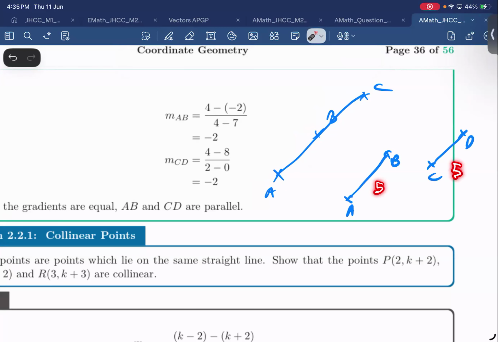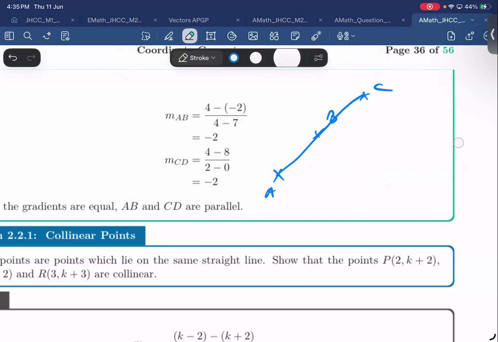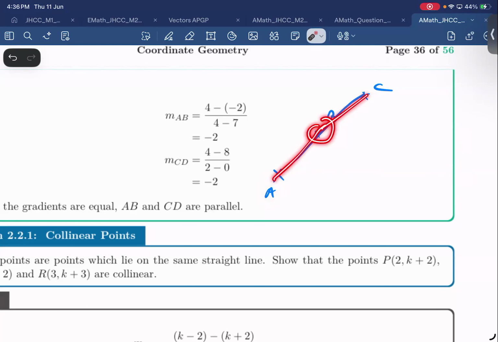They're not collinear because clearly they don't touch at the same point. So to prove that they are collinear, when you calculate the gradient of each of these things, they need to have a common point. So in this case, AB, any of these will work: AB, AC or AB, BC also works. AB, AC has A as a common point, and AB, BC has B as a common point.